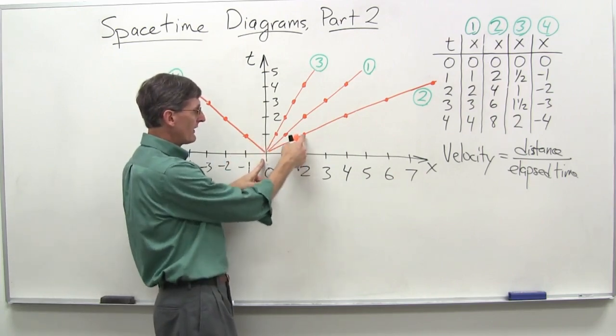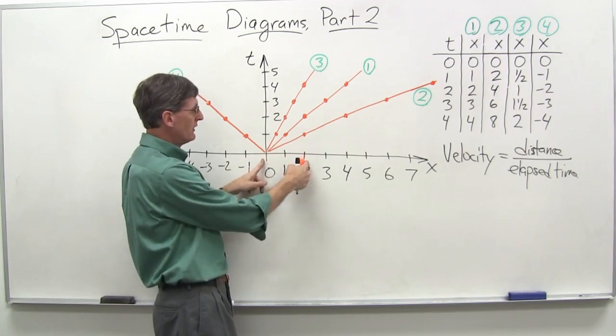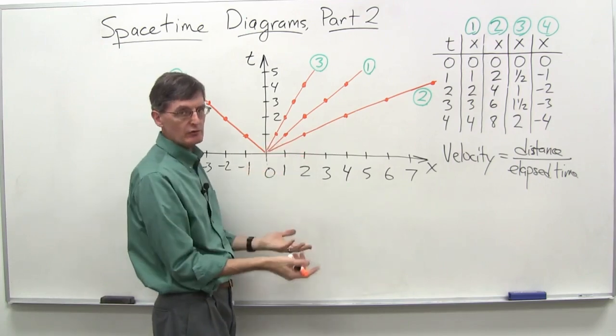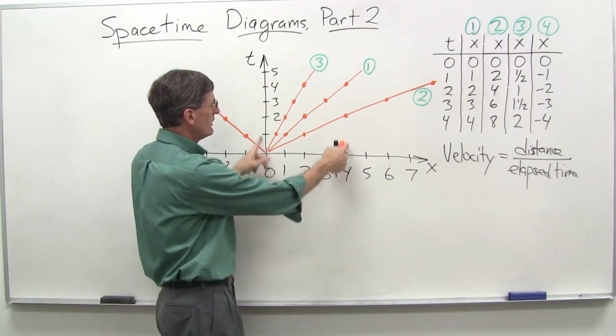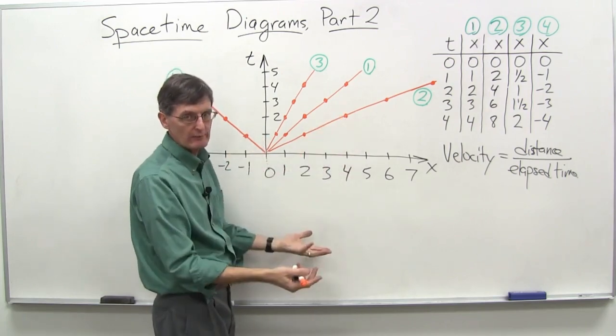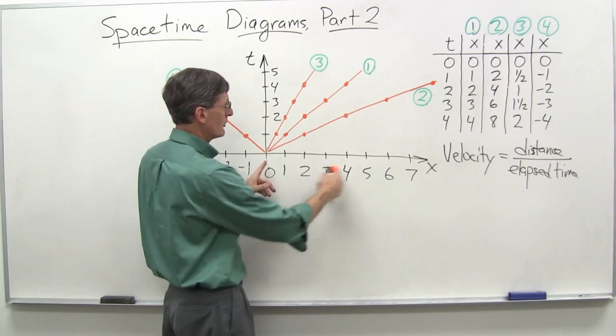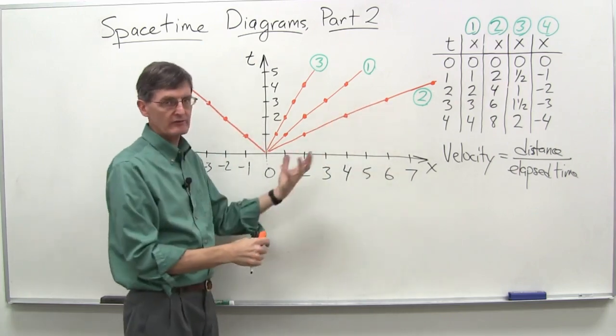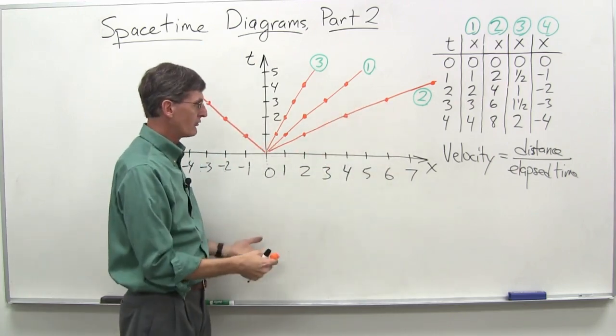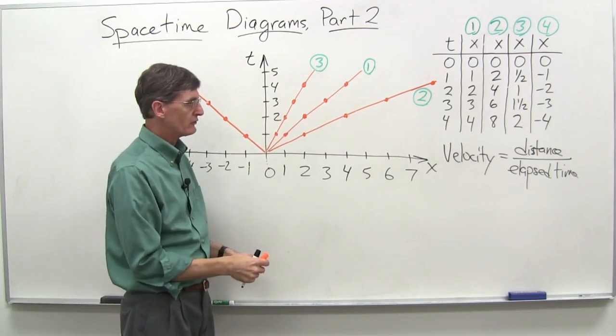So the velocity over this distance here would be 2 meters in 1 second, 2 meters per second. Or we've got 4 in 2 seconds. 4 divided by 2, 2 meters per second. Or 6 in 3 seconds. 6 divided by 3, again, 2. And so on and so forth. 8 divided by 4 is 2.